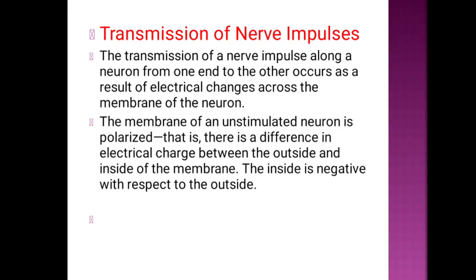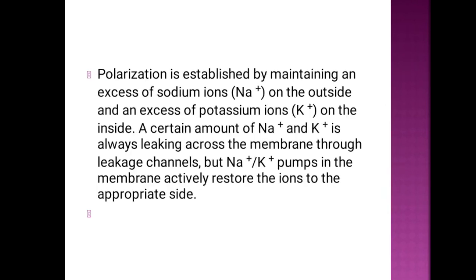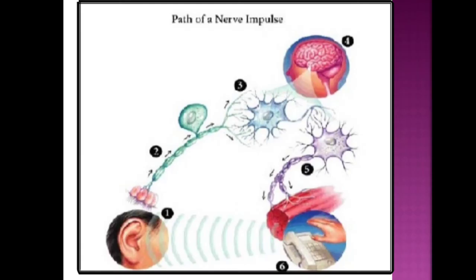So, the transmission of the nerve impulse. The transmission of the nerve impulse along the neuron from one to another occurs as a result of electrical changes across the membrane of the neuron, and the membrane of an unstimulated neuron is polarized. Polarized means more positive charges, or more positive ions, in one direction. The polarization is established by maintaining an excess of sodium ions outside and potassium inside. But the sodium-potassium pump in the membrane actively restores the ions to the appropriate side. And here you see the path of the nerve impulse.